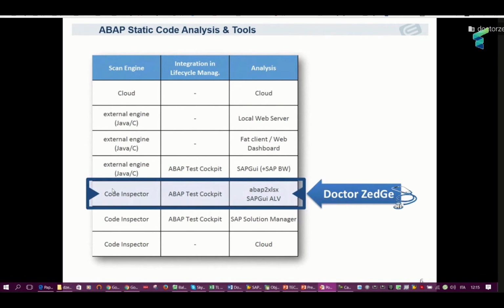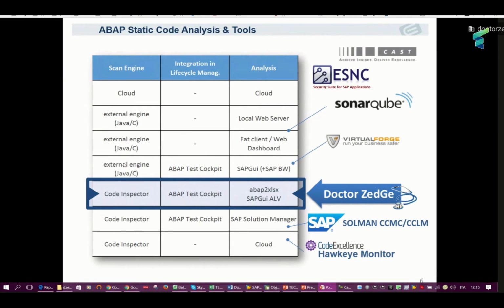This is how Zedge is placed among the other vendors' products. Here we have Virtual Forge, which is using an external engine instead of the code inspector. In the lifecycle management it is using ABAP Test Cockpit like us. And for the analysis it is using the SAP GUI and SAP BW.